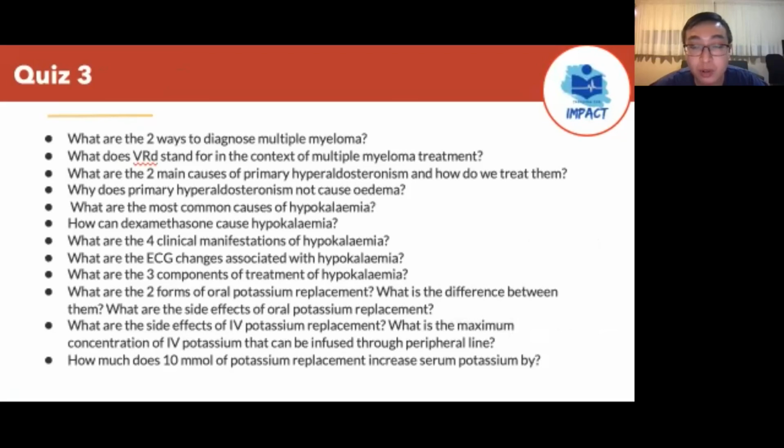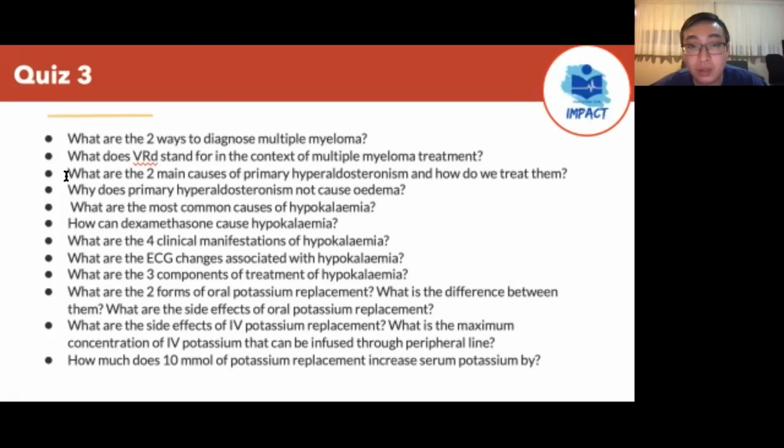So 2 ways to diagnose multiple myeloma: 10% clonal plasma cells plus 1 of the CRAB symptoms, or 1 of the 4 SLIM features. VRD stands for bortezomib, lenalidomide, and dexamethasone. Remember that dexamethasone can bind to mineralocorticoid receptors and cause hypokalemia as well. The 2 main causes of primary hyperaldosteronism are bilateral adrenal hyperplasia and adrenal adenomas, or what we call Conn syndrome. If it's bilateral, we need to treat using medical therapy. If it's unilateral, we just cut out the adrenals.